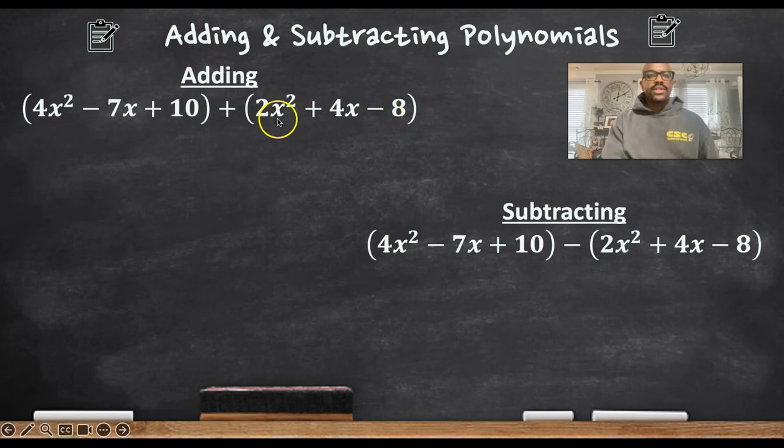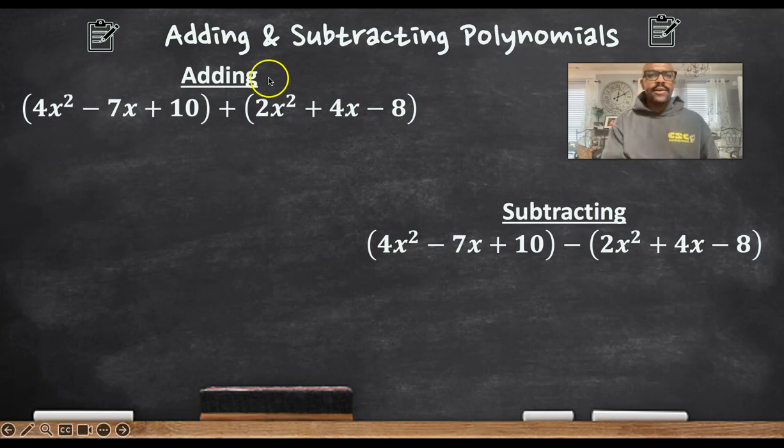When it comes to adding polynomials, a lot of times you'll hear it stated as combining like terms, because that's literally what it is. When they say like terms, they're saying terms with the same base. So 4x squared and 2x squared have the same base, x squared. Negative 7x and 4x have the same base, which is x. 10 and negative 8 have the same base, which is x to the 0 power, the same thing as just a constant with no x there. But that's just the math behind it.